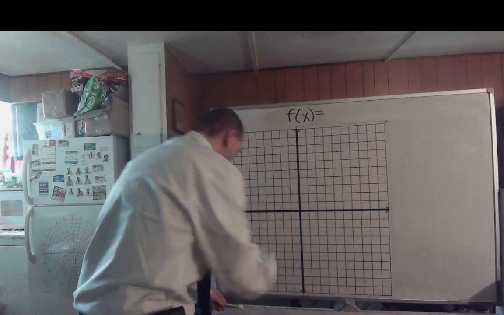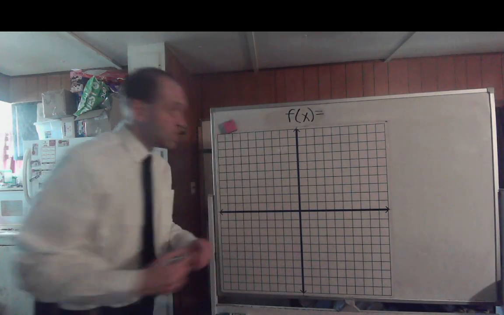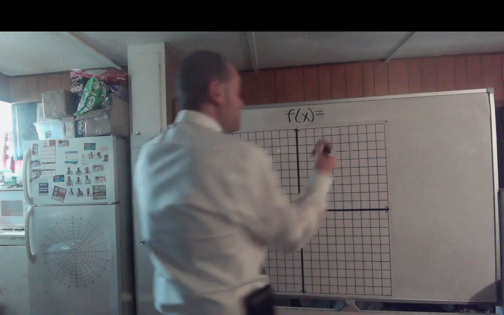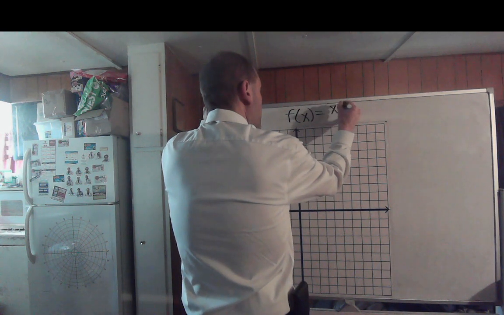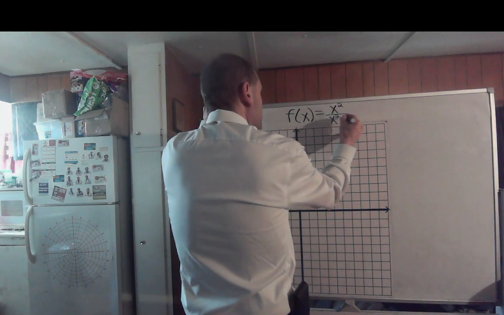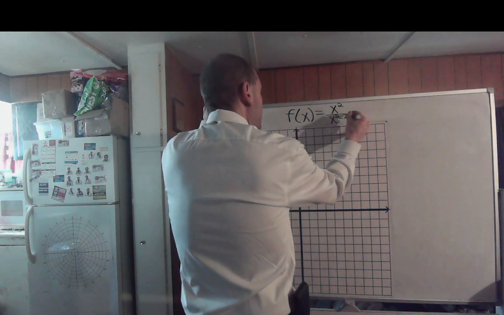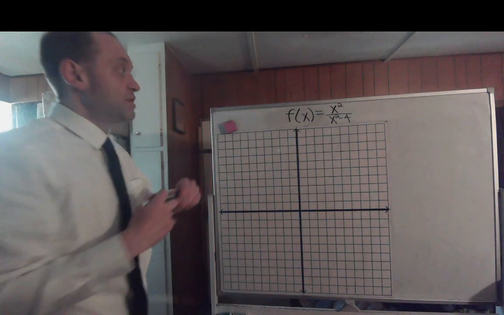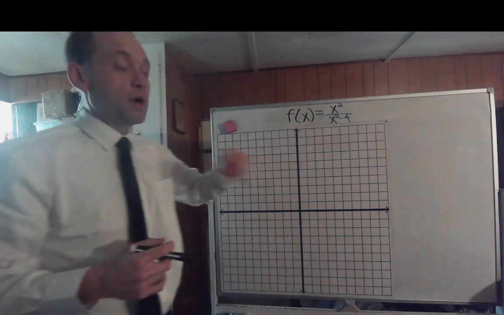Alright, so what if, I don't want to do that yet. Perfect. f of x equals x squared all over x squared minus 4. So f of x equals x squared over x squared minus 4.